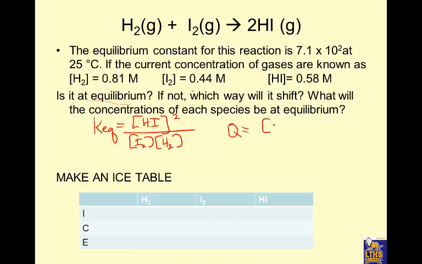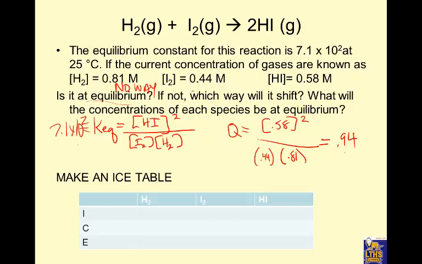We plug in HI is 0.58. Guess we have to do that. Square it. All right, concentration of, well, it doesn't matter which one, I2 is 0.44. Concentration of H2 is 0.81. We calculate that out, and we find out we get 0.94. What? 0.94? But the KEQ is equal to 7.1 times 10 to the second. So that means right now, this Q is smaller than that KEQ. So it's not at equilibrium. Is it at equilibrium? Nuh-uh, no way.